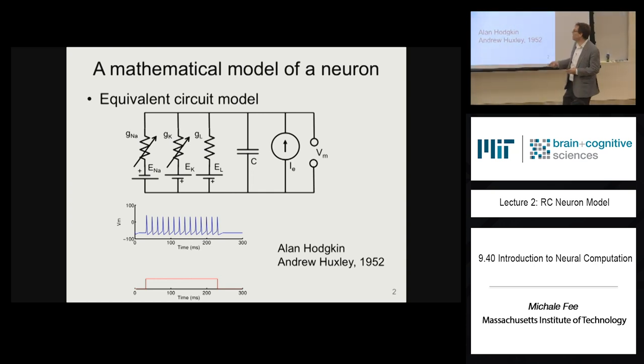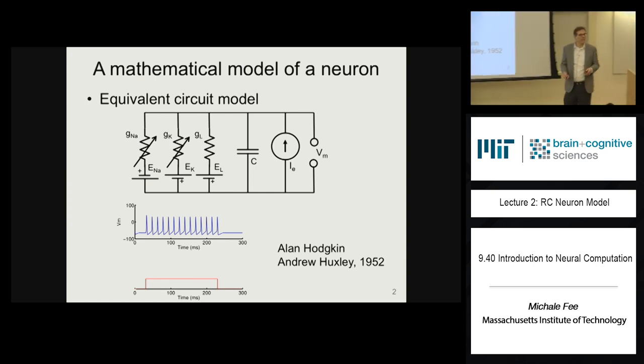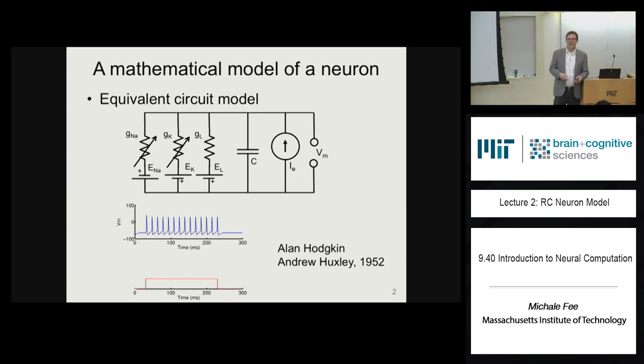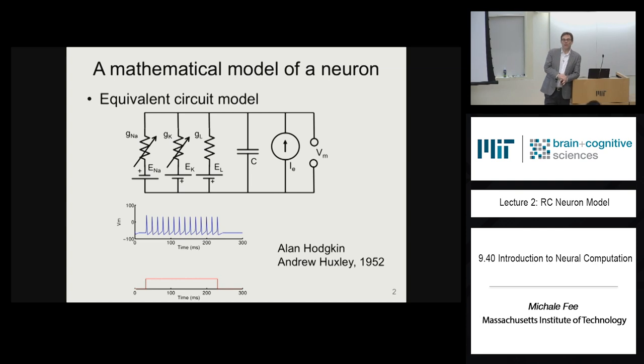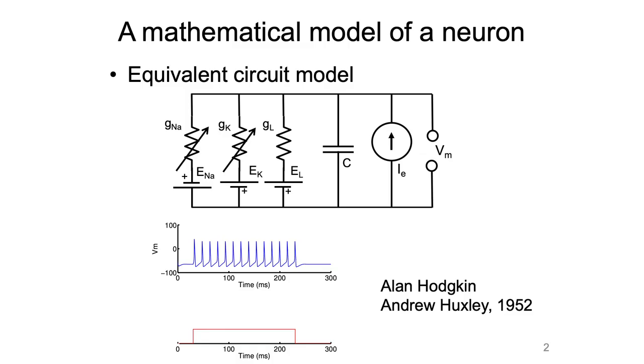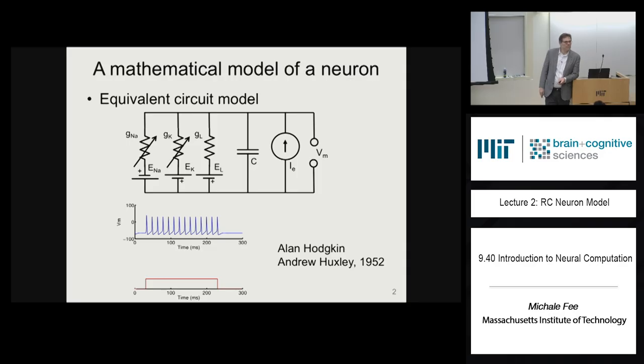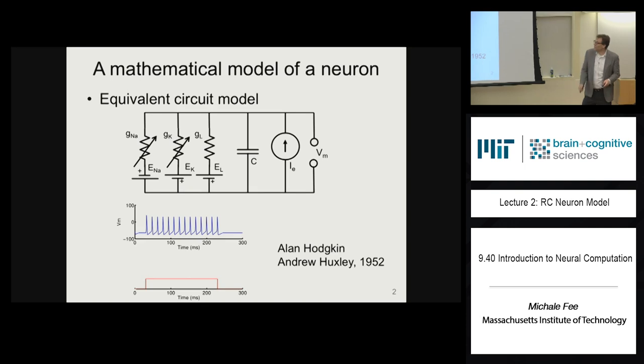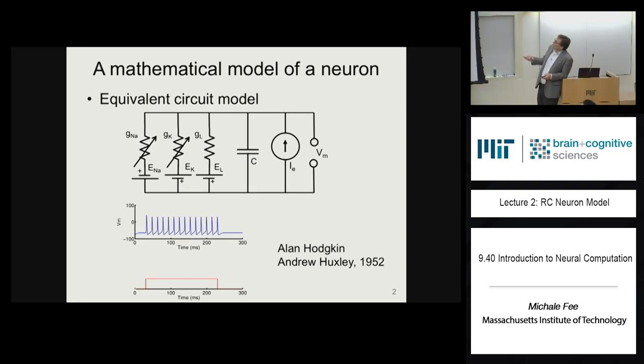And so they studied the squid giant axon, which is actually a very cool preparation because the axon is about a millimeter across, and so you can stick wires inside of it. They did a bunch of very cool experiments to figure out how these different ionic conductances and different components of the circuit work together to make an action potential. So that's what we're going to continue doing.